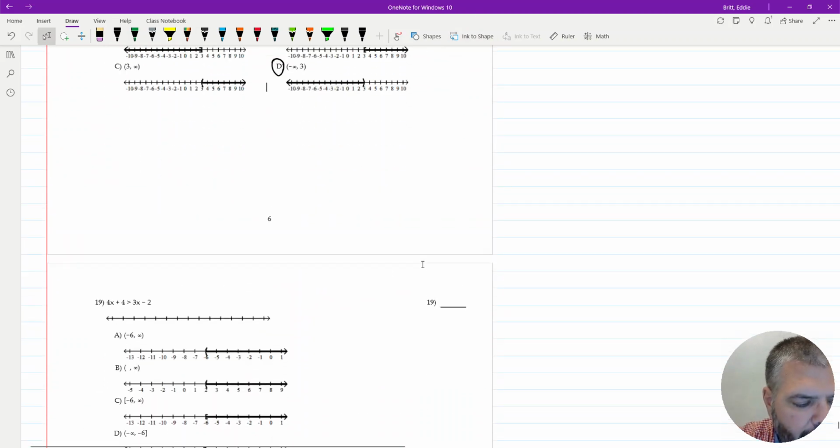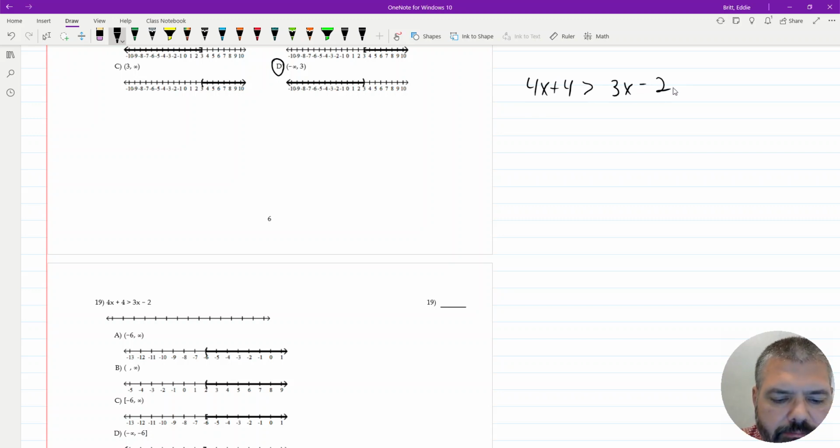All right, the next problem is an inequality, has an x on both sides. Let's just treat it like we would a regular equation. All right, so let me write it up here. 4x plus 4 is greater than 3x minus 2. All right, so we want to get our x's on one side and our constants on the other, just like we would if it was an equation. It is an equation, it's just an inequality equation. So I'm going to take this x, the positive 3x, and move it over to the left side.